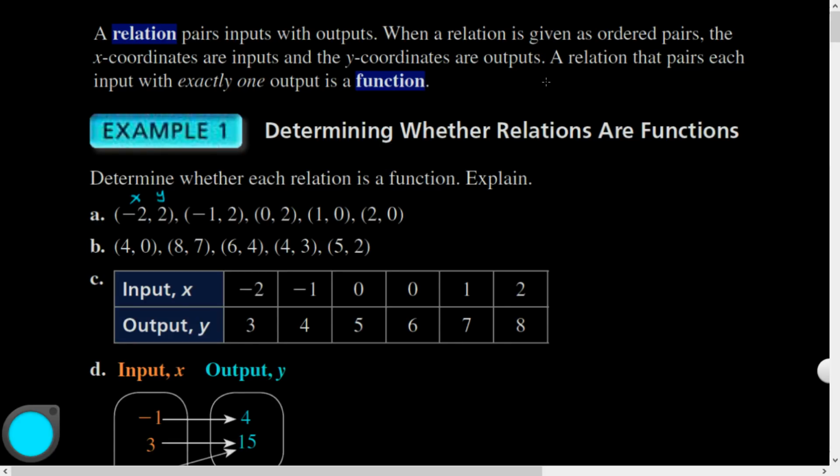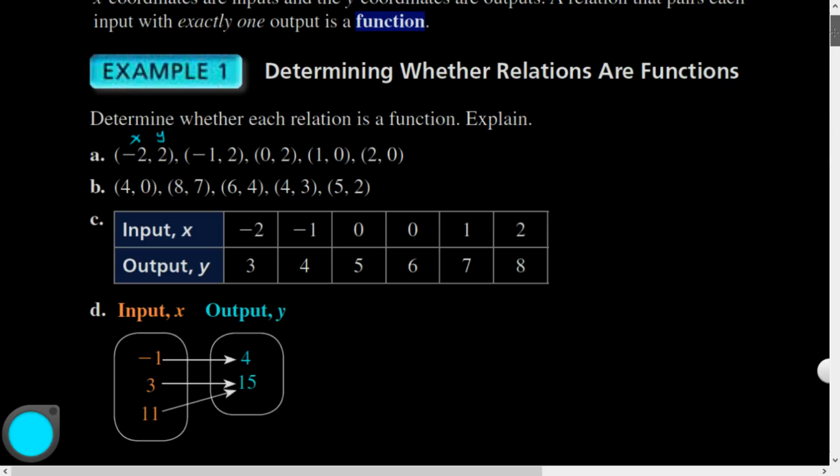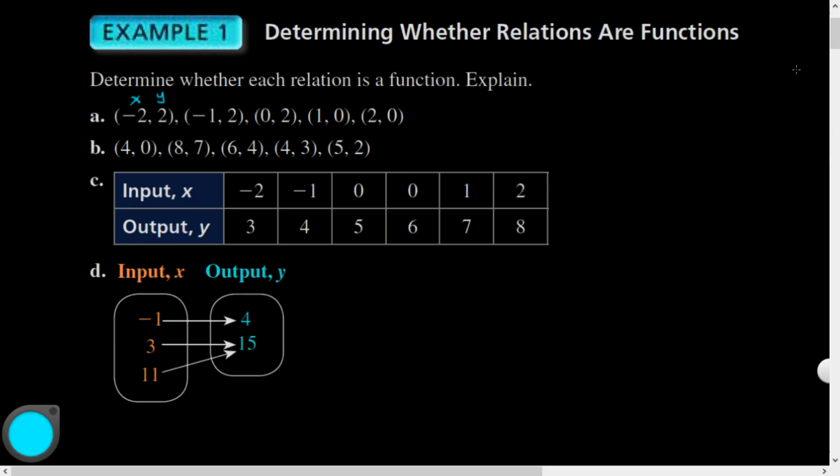A specific type of relation is called a function, and it's restricted. It has this rule. A function is a relation, so it's a subset of them, just like squares are a type of rectangle. It is a relation that pairs each input with exactly one output. So here we go. Let's see if we can apply this rule in the following problem.